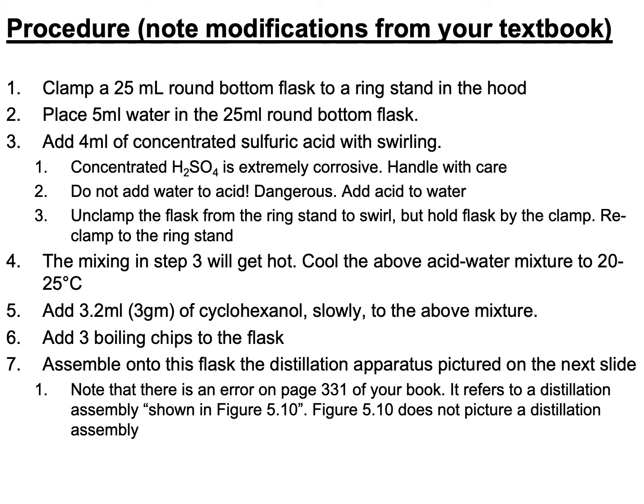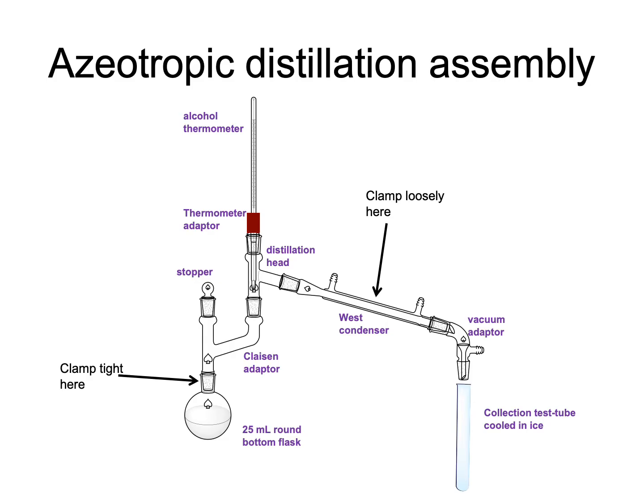Then we are going to add 3.2 milliliters or 3 grams of cyclohexanol, slowly adding it to the mixture. Then we are going to place 3 boiling chips inside the flask, and as you see in the next slide, we are going to have an azeotropic distillation assembly. This kind of assembly is called azeotropic.